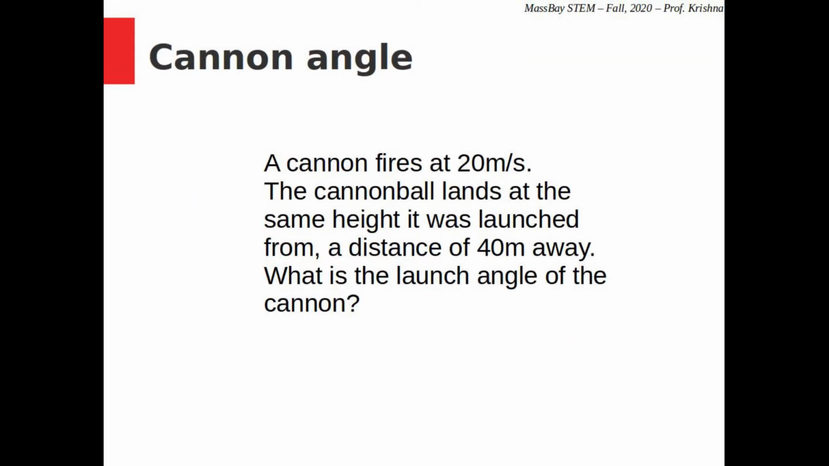The reverse type of puzzle is one where the velocity is known but the angle is not. Consider this puzzle. A cannon fires at 20 meters per second. The cannonball lands at the same height it was launched from, a distance of 40 meters away. What was the launch angle of the cannon?